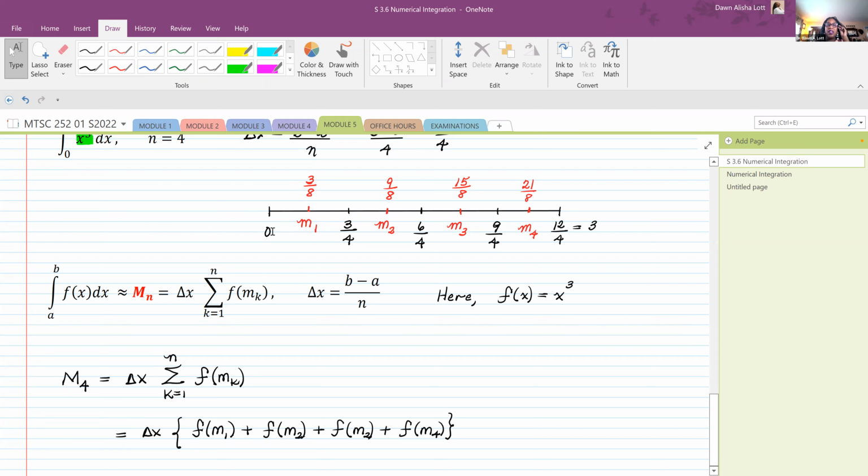Okay. So if I take 0 plus 3/4, I get 3/4 divided by 2, it gives me 3/8. If I take 3/4 plus 6/4, that gives me 9/4, divided by 2 gives me 9/8. If I take 6/4 and 9/4, that gives me 15/4, divided by 2 gives me 15/8. And 9/4 and 12/4 gives me 21/4, divided by 2 gives me 21/8. So to find the midpoint between any two, just add them together and divide by 2.